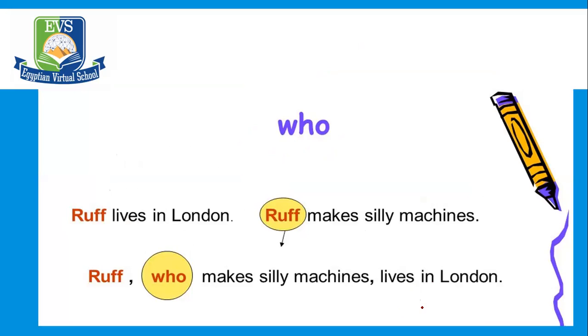Check this example too. Ralph lives in London. Ralph makes silly machines. So in order to shorten the sentence and replace the repetition of the same noun or the same subject, we can take out the subject in the second clause and replace it with the relative pronoun who. Ralph, who makes silly machines, lives in London. This is better.